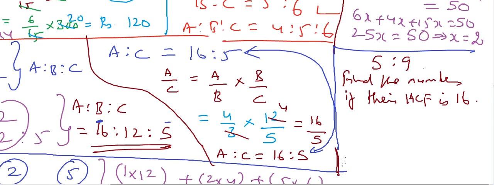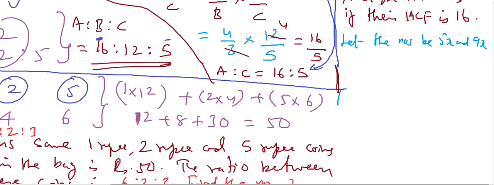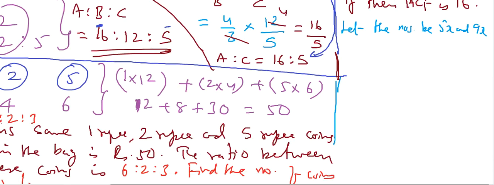Okay, since the two numbers are in the ratio 5:9, we can take the numbers as 5x and 9x. So let the two numbers be 5x and 9x. Okay, we know the HCF is 16, that's given. So what's the HCF of these two numbers 5x and 9x? How to find? We have already seen this while discussing the concept of HCF.